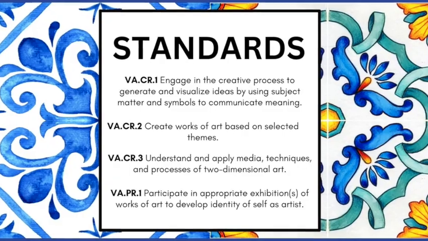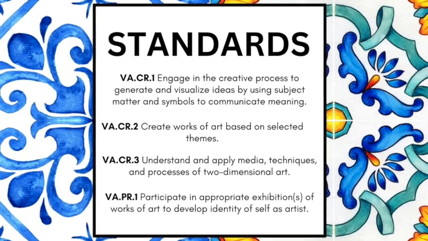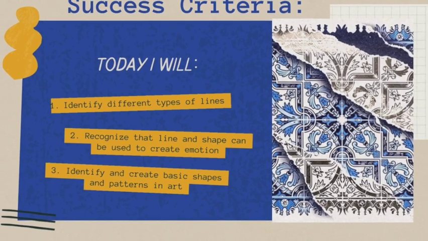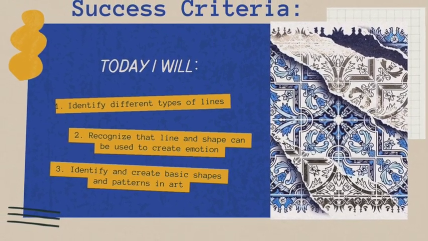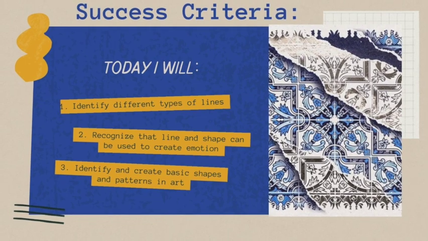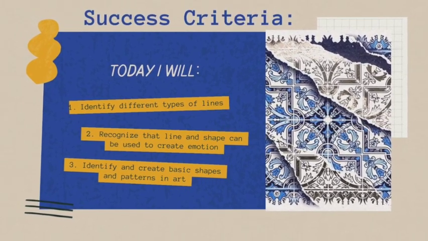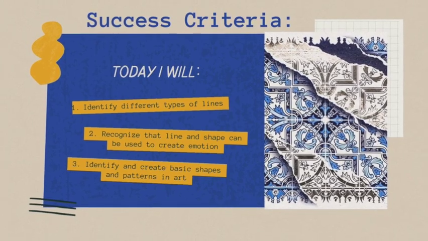Our criteria for success will be to identify different types of lines, recognize that lines and shapes can be used to create emotion and patterns, and identify and create basic shapes, lines, and patterns in our artwork.